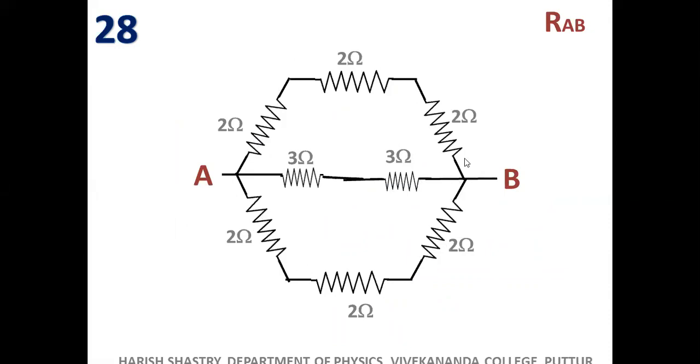When you replace this chain, it is 6 ohm. This is 6 ohm. This is 6 ohm. 3 plus 3, 2 plus 2 plus 2, 2 plus 2 plus 2. Nowhere, if you remove these chains, are you going to lose A and B. So you can replace this by a single one and replace it here. Here you can replace it. Here you can replace it.